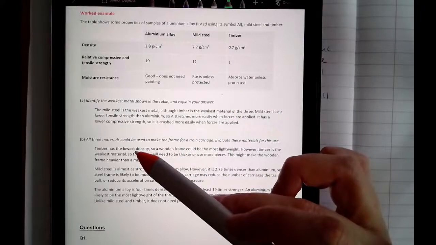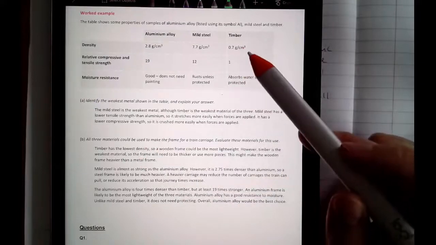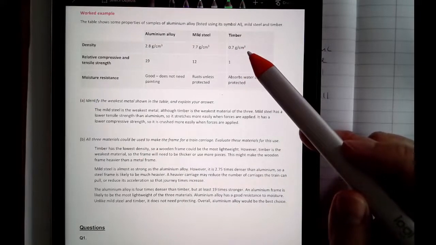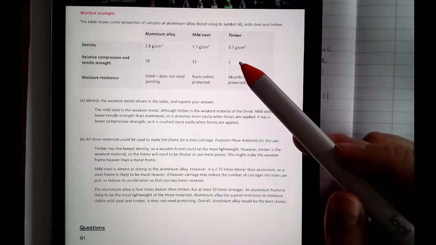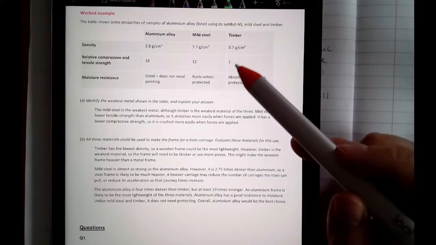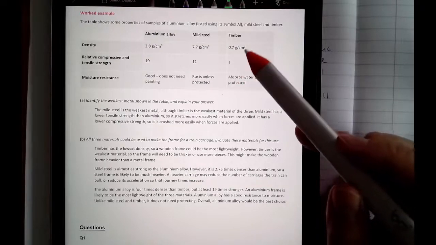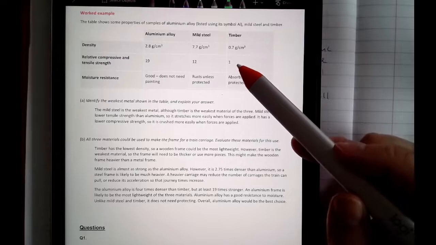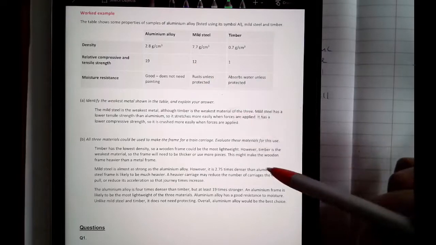First of all, they're looking at timber, and I said, right, well, timber's got a really low density, which makes it nice and light, so it'd be the lightest frame, which would be good. However, if you look at the strength, it's only got a tensile strength of 1, so it's much weaker than the other 2. Therefore, if you were going to use timber, you probably need quite a lot of it to get the strength. So even though it's really light, if you need a lot of it, then you could end up with a heavier frame than if you use something stronger to begin with.